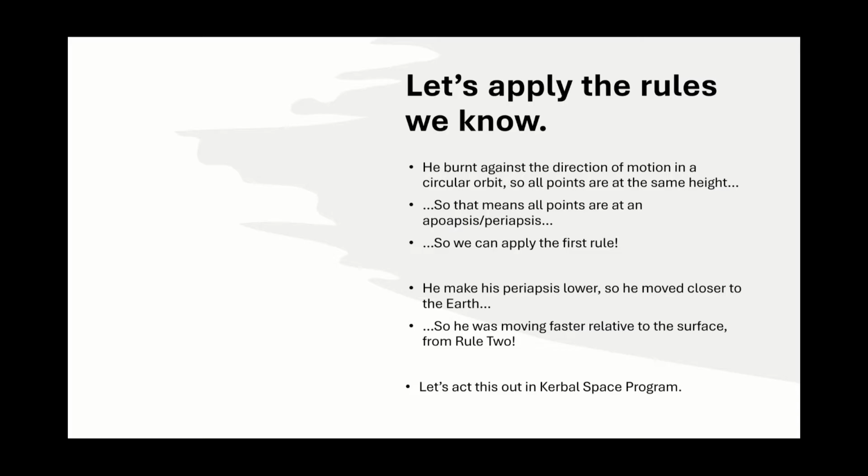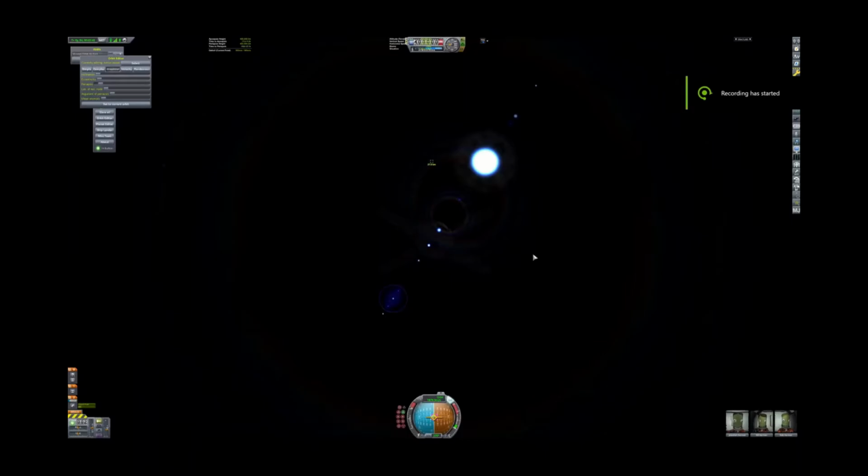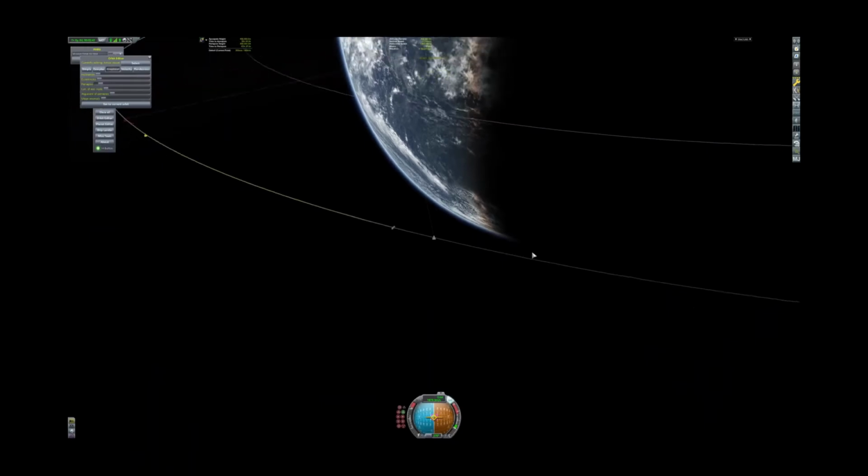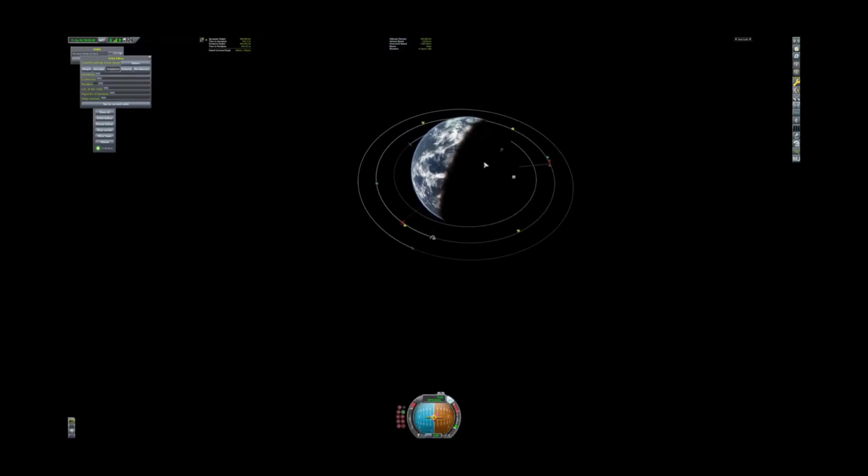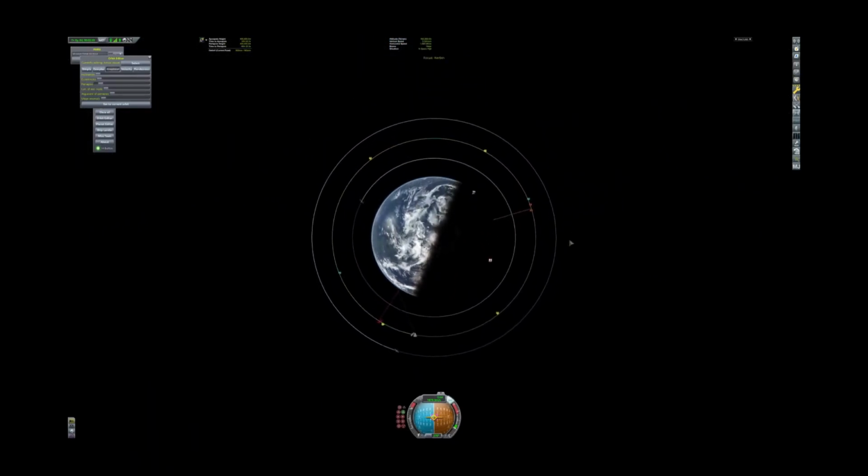Now we can act this out in Kerbal Space Program. We have a target we want to reach. So if we open the map, we have a target behind us. So we're going to do what James McDivitt did and burn towards the target. Now, we can confirm here that our periapsis is lowering from the first rule. Let's burn a bit, and then let's speed up time and see what happens.